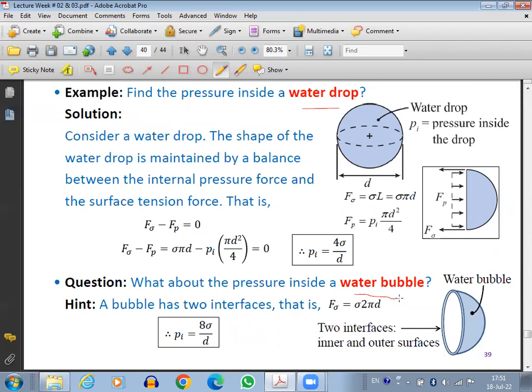In a water droplet, inside is water, so the interface is only outside. But in the case of a bubble, you have air in and air out, so you have two interfaces. One interface is of the water surface with the inside air. The other interface is the water surface with the outside air. So the surface tension effect will be double for the water bubble compared to the droplet. That's the only difference. Otherwise, the formulation is the same. This formulation is given here. I want you to go through it yourself. There's nothing complicated in it.